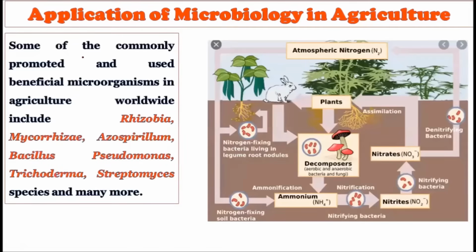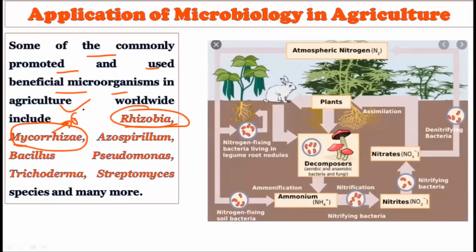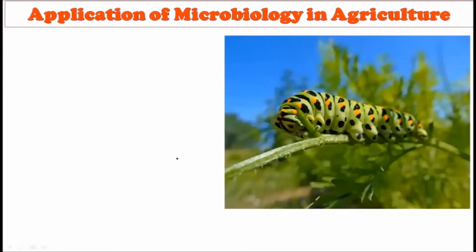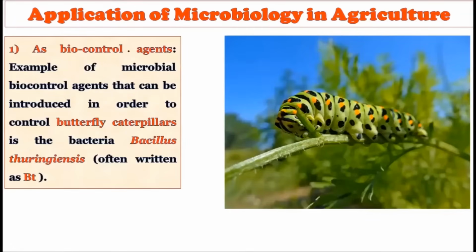Now see, some of the commonly promoted and used beneficial microorganisms in agriculture worldwide include Rhizobia. Then Mycorrhizae, we have studied about Mycorrhizae, a fungal association with the roots of higher plants. Then Azospirillum, Bacillus, Pseudomonas, Trichoderma, Streptomyces species, and many more. All these microorganisms are promoted as beneficial for agricultural use, and are constantly used worldwide for improvement in agricultural production. Now let us see a particular example of how microbes are useful for agriculture.